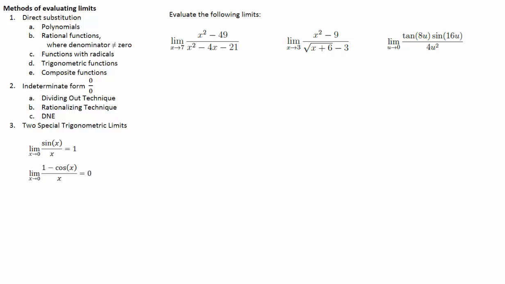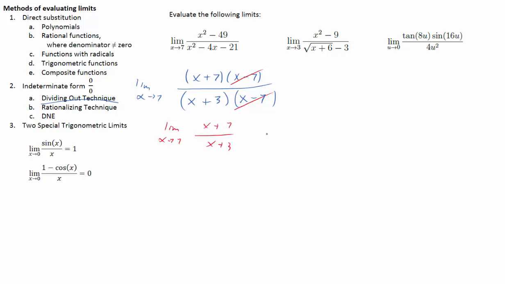What you might do here is factor, and this is called the dividing out technique. If it's a rational function, polynomial divided by polynomial, you might factor it into x plus 7 times x minus 7 over x minus 7 times x plus 3. We can simplify this to make the limit as x approaches 7 of x plus 7 over x plus 3, in which case we can apply direct substitution to get 7 plus 7 over 7 plus 3, 14 over 10 equals 7/5, is presumably the answer to our limit.